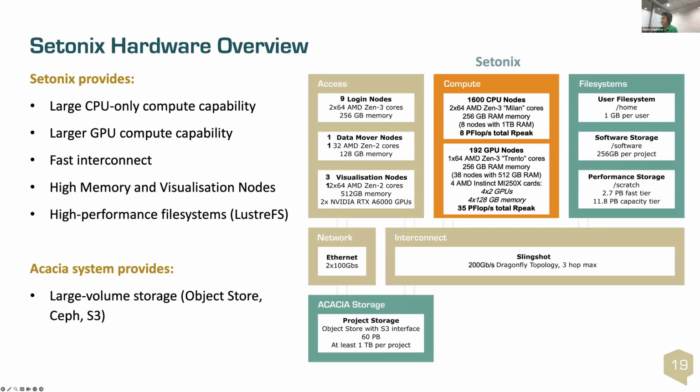So 8 GPUs per node across 192 GPU nodes are the total GPU capacity of Setonix, and that gives a total of 35 petaflops theoretical, and as listed in the top 500, it's around 27 petaflops.